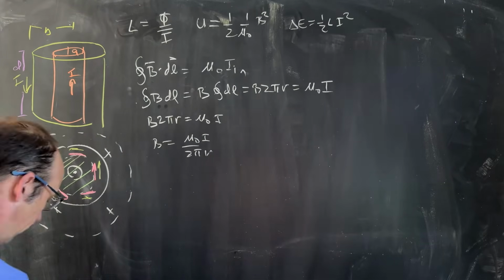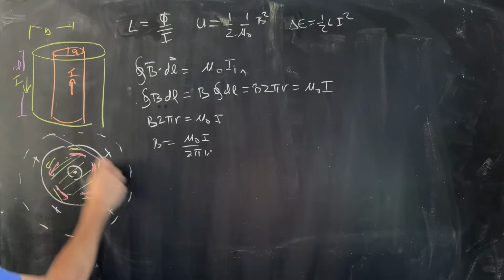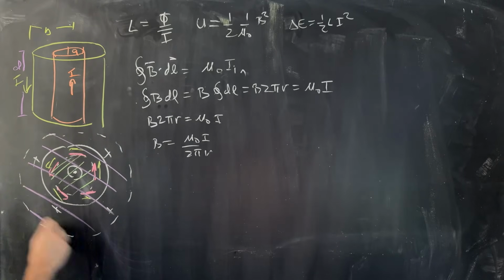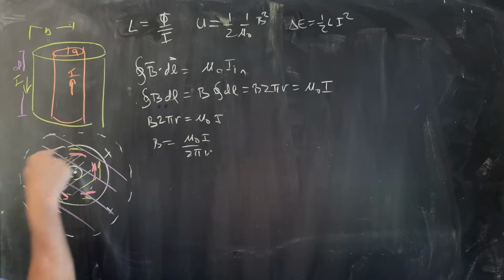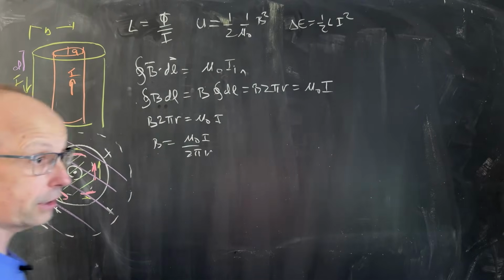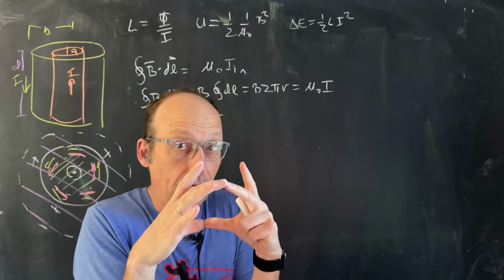Well, now I can use this area to find the total current passing through there, and it's 0, right? Because I have I coming out, and I have I going in. The total current is 0. So I only have a magnetic field in that region.